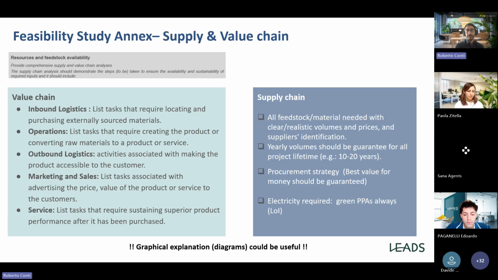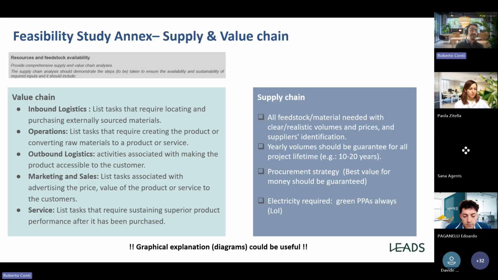How to do that? For the feedstock, for instance, for the supplier, letters of support and letters of intent with suppliers are really important. And from this year, the terms of supply are also mandatory. Another kind of supply chain in addition to the feedstock is the electricity. So a lot of projects need electricity. So you may need a PPA, and in this case, you always need a green PPA.